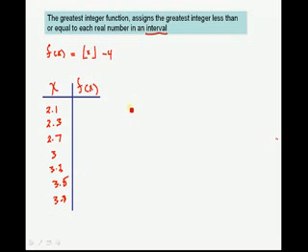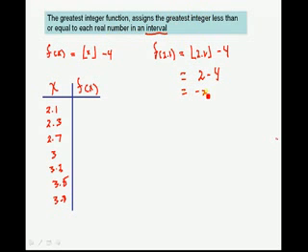The previous video showed solving this function for 2.3. Now we're going to solve it for a whole bunch of different values, and you'll see there's a pattern that develops. So f of 2.1 is equal to the greatest integer function of 2.1, minus 4. When we use this function, it assigns the greatest integer less than or equal to each real number. The greatest integer less than or equal to 2.1 is just 2. So we have 2 minus 4, and that's equal to negative 2. So when x equals 2.1, f of x is equal to negative 2.